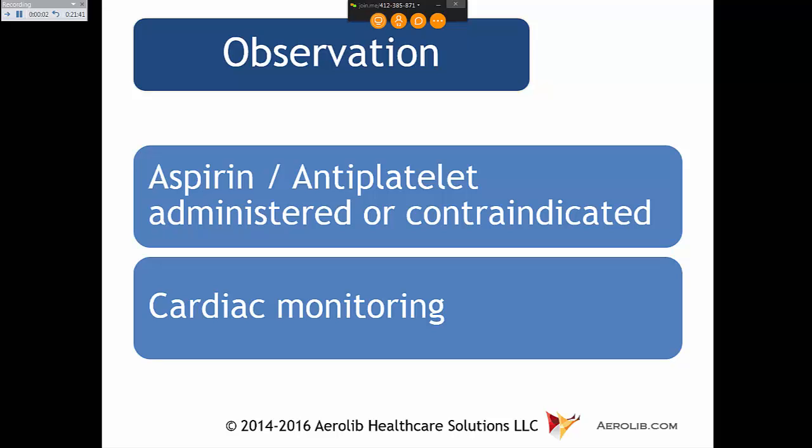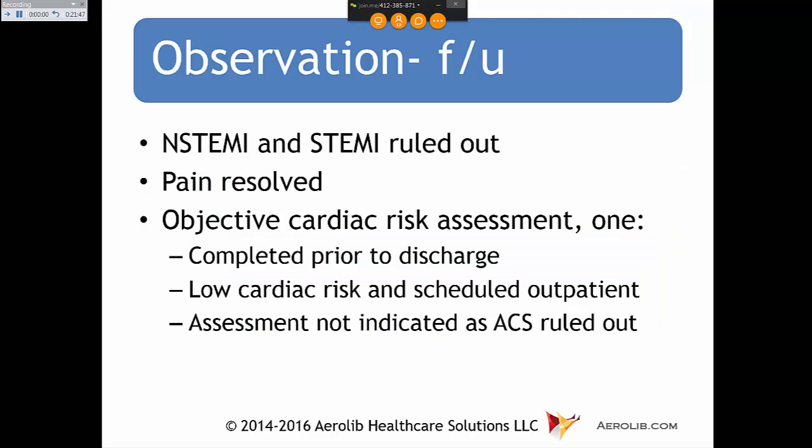Now, observation patients, we need to make sure aspirin or some antiplatelet has been put in and cardiac monitoring is ordered. Now, when we place patients in an observation level of service, what we're trying to do is rule out non-ST elevation or ST elevation MI. The pain is resolved, and then we do objective cardiac risk assessments. They need to be completed prior to the discharge. Get the outpatient appointments scheduled as you need them, and finally discharge the patient.